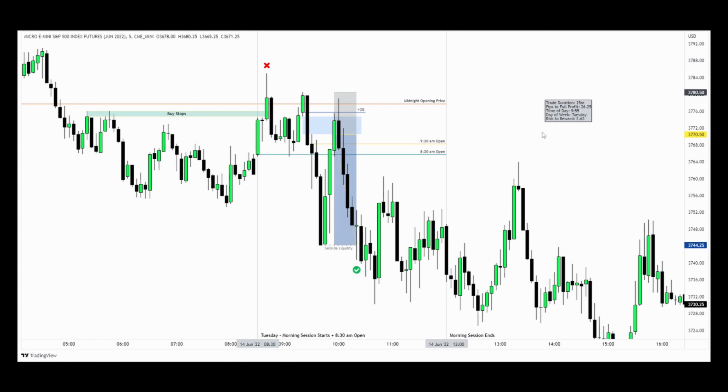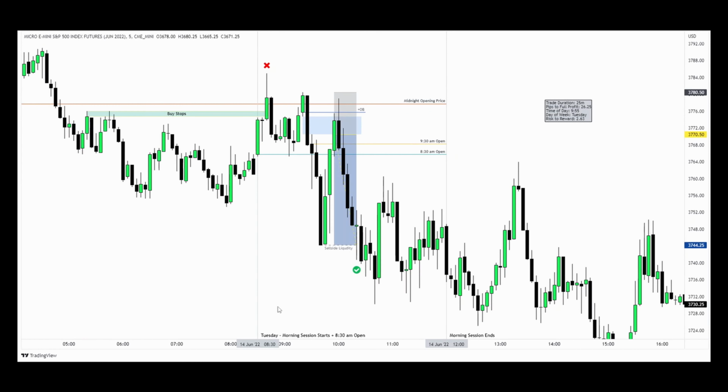The trade duration here is 25 minutes, pips to full profit 26.25. Time of day is 9:55 in the morning. It's a Tuesday, and this trade hits a risk to reward of 2.63.